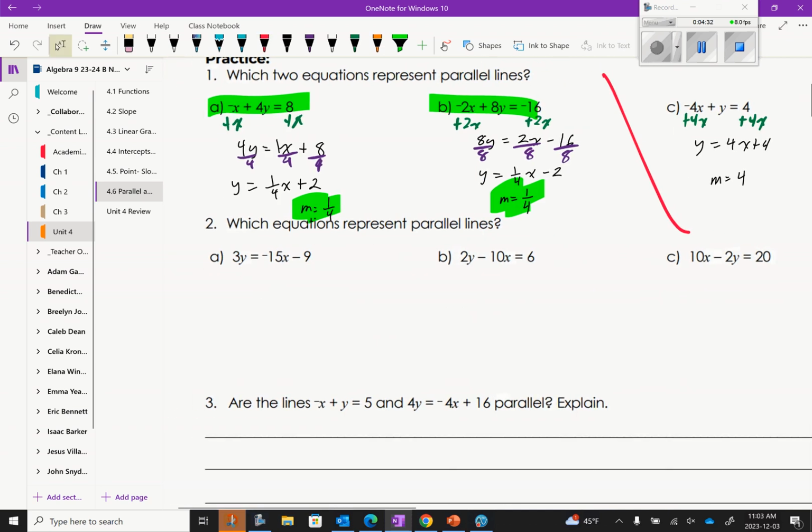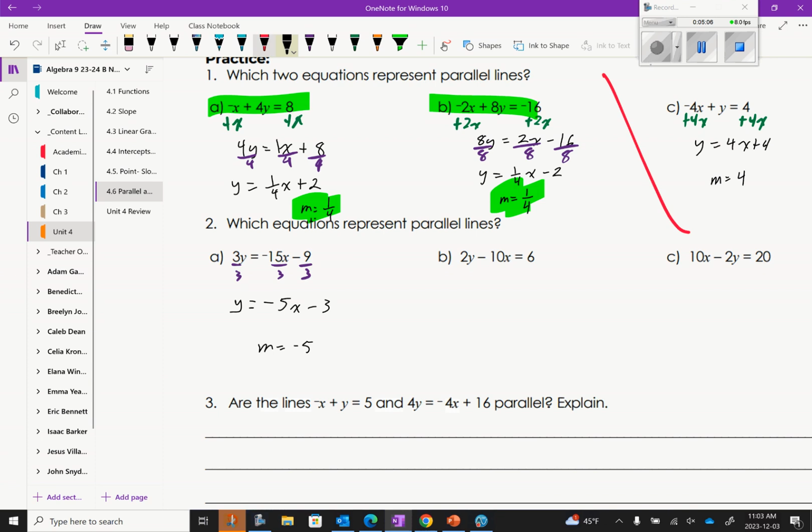Let's do it again. In this case, all we have to do is divide by 3, and we'll have the equation in slope-intercept form. Y is equal to negative 5x minus 3. So the slope here is -5.